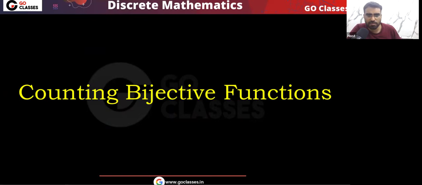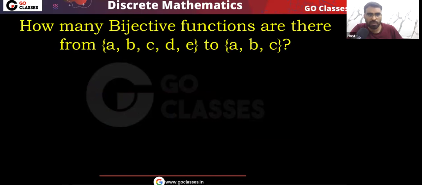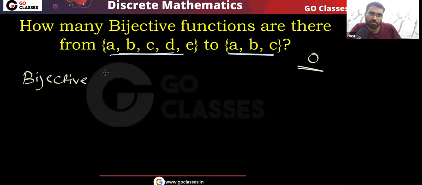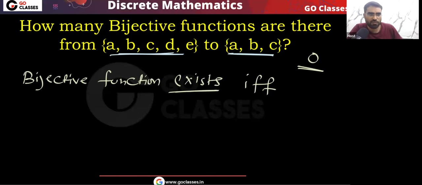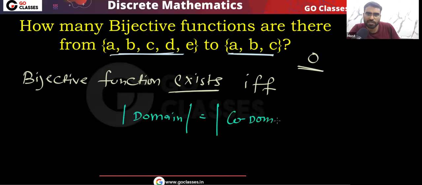Let's see counting the bijective functions. How many bijective functions are there from this set to this set? Please tell me the answer quickly. The answer is 0. No bijective function exists. Yes or no? Because remember, a bijective function exists if and only if what? Domain cardinality must be the same as codomain cardinality.